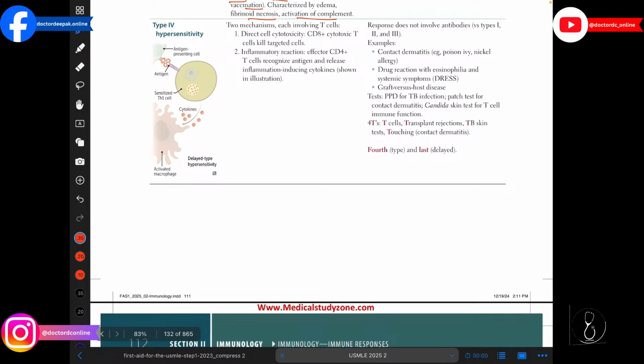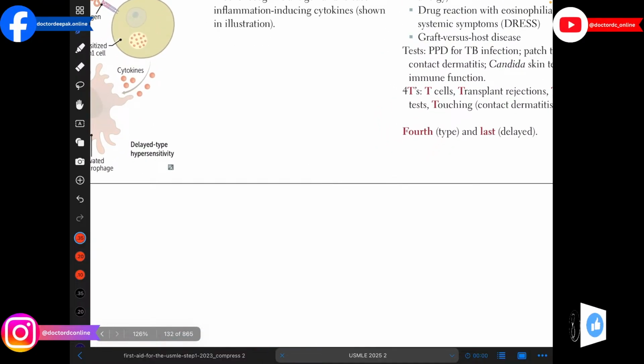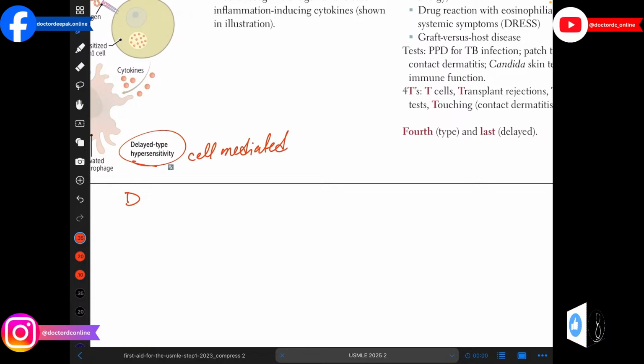Now we are going to talk about type 4. Type 4 hypersensitivity is a delayed type, and it is a cell-mediated reaction. It has no antibody, different from 1, 2, and 3. Memory T cells are going to initiate the immune response.